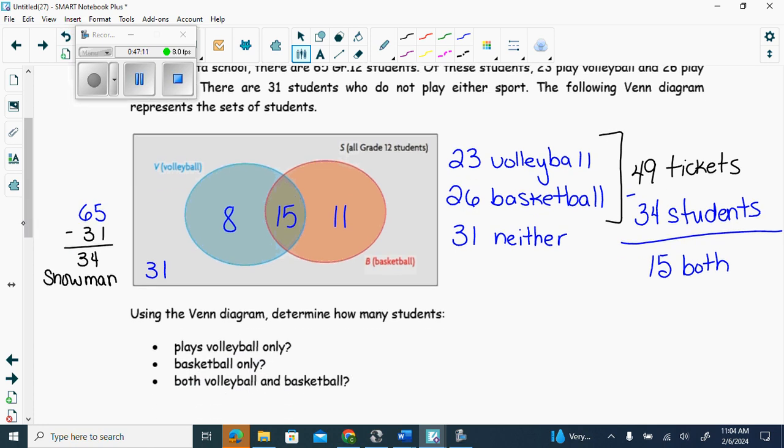Plays volleyball only. Well, if I went to do that in an actual set notation, volleyball only would be volleyball and not basketball, right? I'm just showing you the set notation so we keep getting that in our heads. That and not gets us the crescent moon, gets us the volleyball only. So how many play volleyball only? 8. Then we have basketball only. That means basketball but not volleyball, correct? That gets you that crescent moon when you have the and complement. So that's basketball only, which is 11. And then we have volleyball and basketball, which is how many? 15. And is always the eyeball on a 2-circle Venn. We agree?